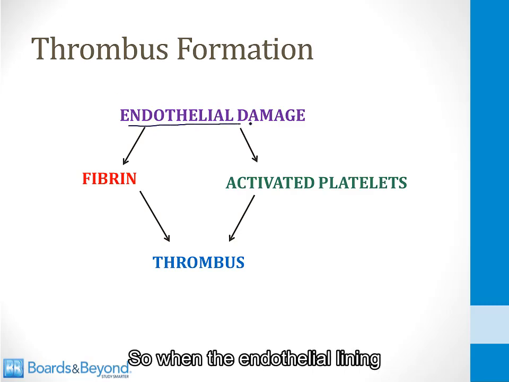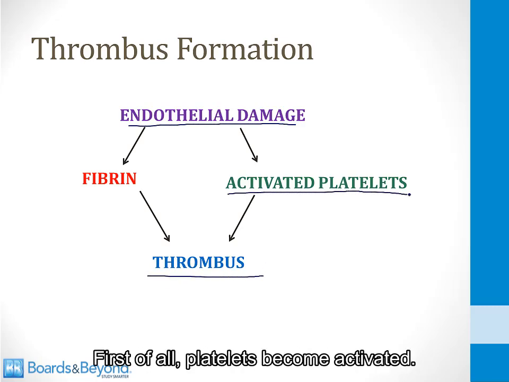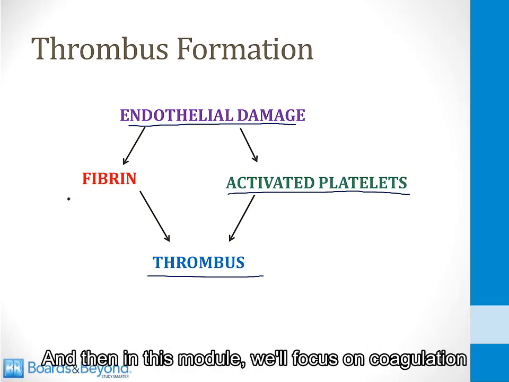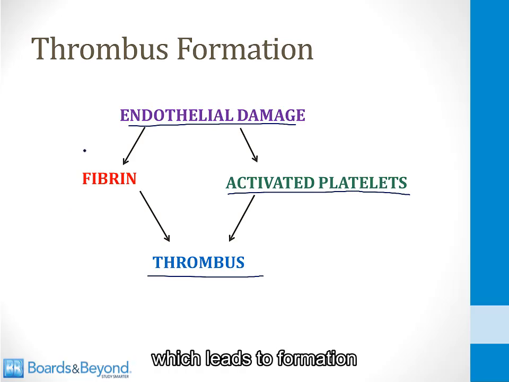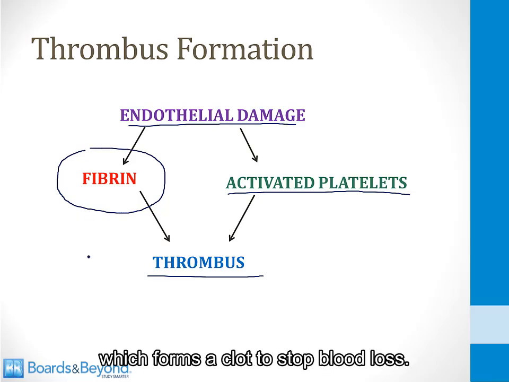So when the endothelial lining of any blood vessel is damaged, two processes are initiated that lead to formation of a thrombus. First of all, platelets become activated, and I talk about how this occurs in another module. And in this module, we'll focus on coagulation, which leads to formation of an insoluble substance called fibrin, which forms a clot to stop blood loss.